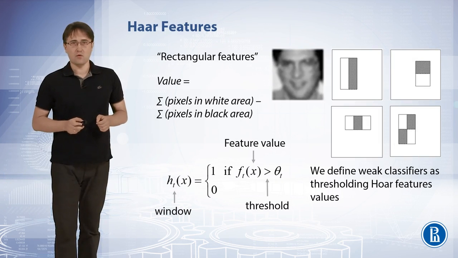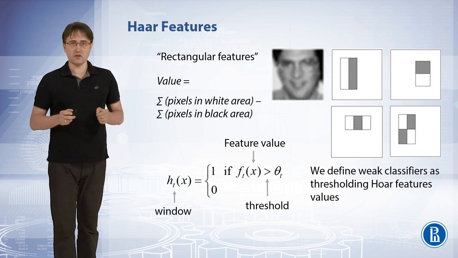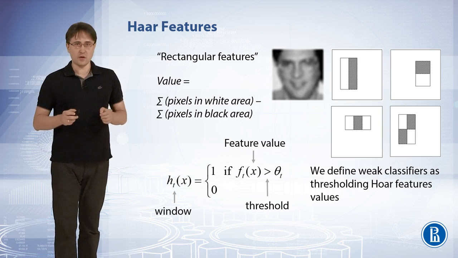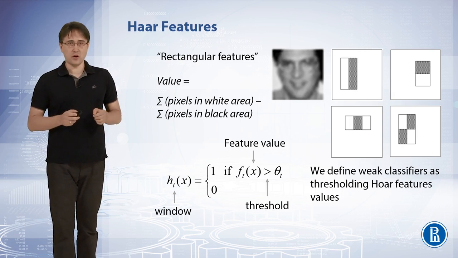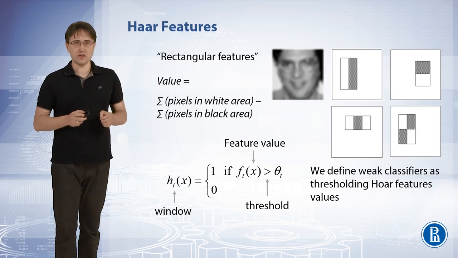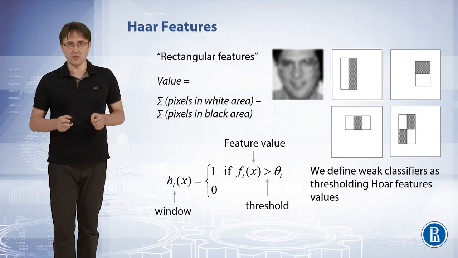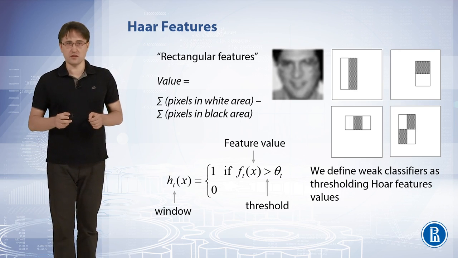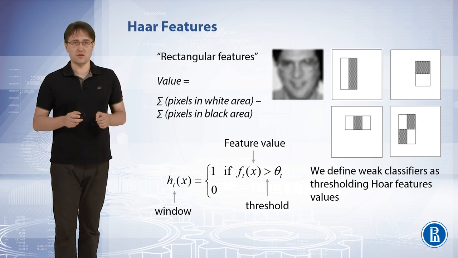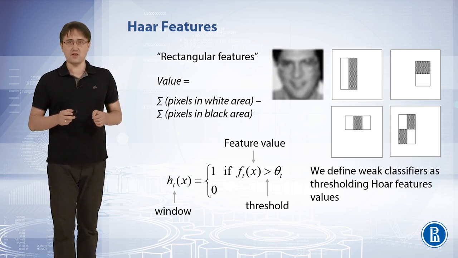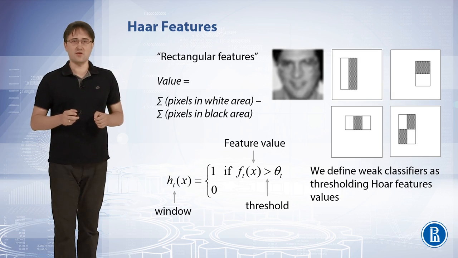Haar features form a very large set of simple functions. Each feature specifies a set of rectangles in the image window. We divide these rectangles into two groups, white and black. The feature value is calculated as the difference between the sum of pixels in white rectangles and the sum of pixels in black rectangles. We define weak classifiers by thresholding Haar features. Such weak classifiers are sensitive to image gradients and other critical features in the image.